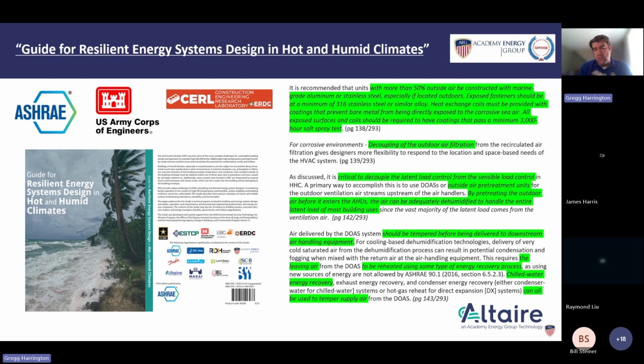And the idea that when you're decoupling and conditioning air on that outside airstream, you need to temper it, to ensure that you're bringing it well off of that saturation line. And pointing out that energy recovery has to be compliant with 90.1 to include waterside recovery. So we were on the ground floor of, hey, look at this approach. People typically see this as a DOAS, but this document was specifically written to say DOAS or outside air pretreatment.